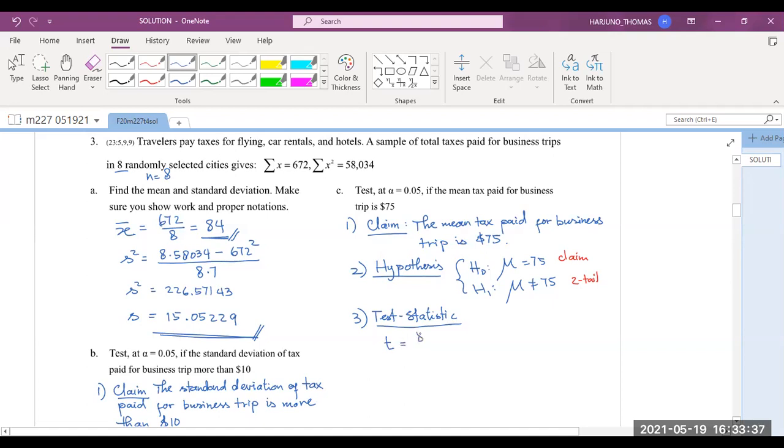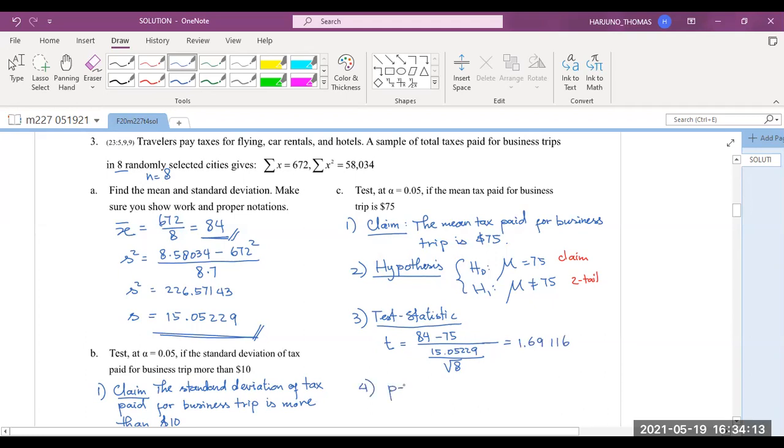X bar is 84 minus 75 over 15.05229 over square root of 8. Now make sure the line on the top is longer. I get 1.69116. That's the test statistic.